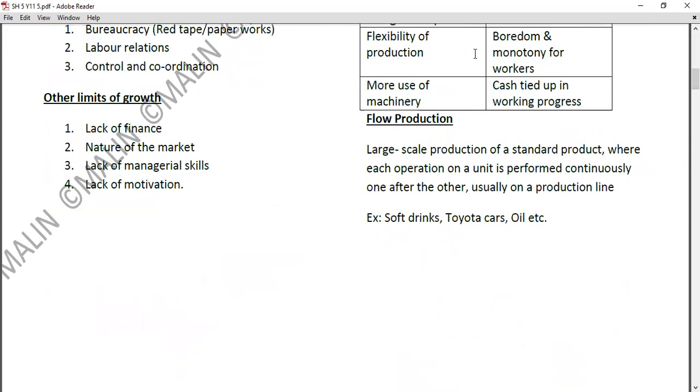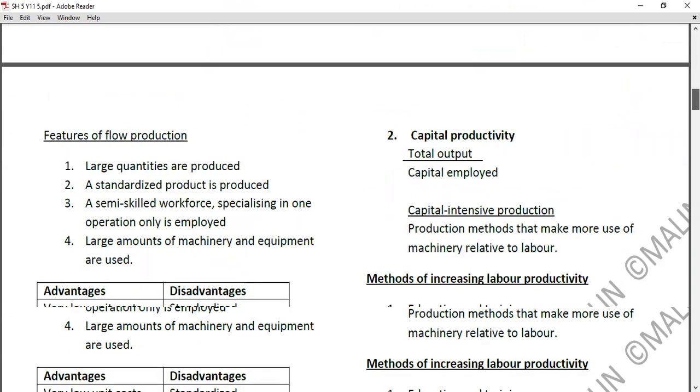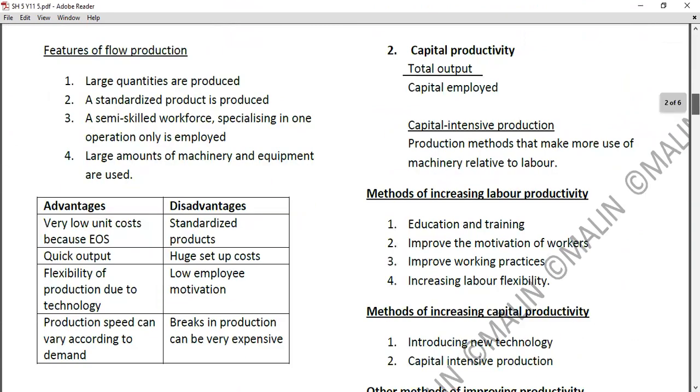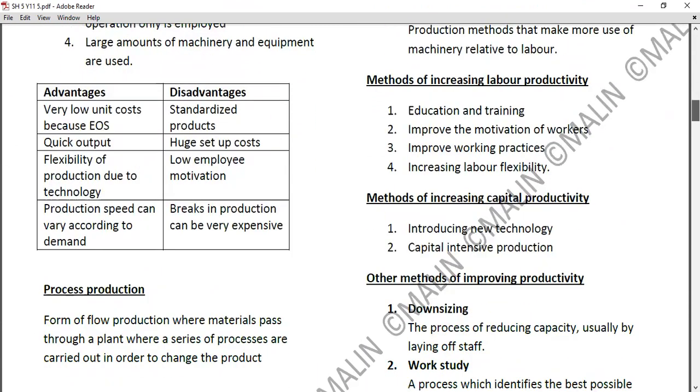Flow production is where you're continuously producing a standardized product, where each operation on a unit is performed one after the other, usually on a production line, like soft drinks, Toyota, and oil, everything. Talk about the features of flow production, the advantages and disadvantages.